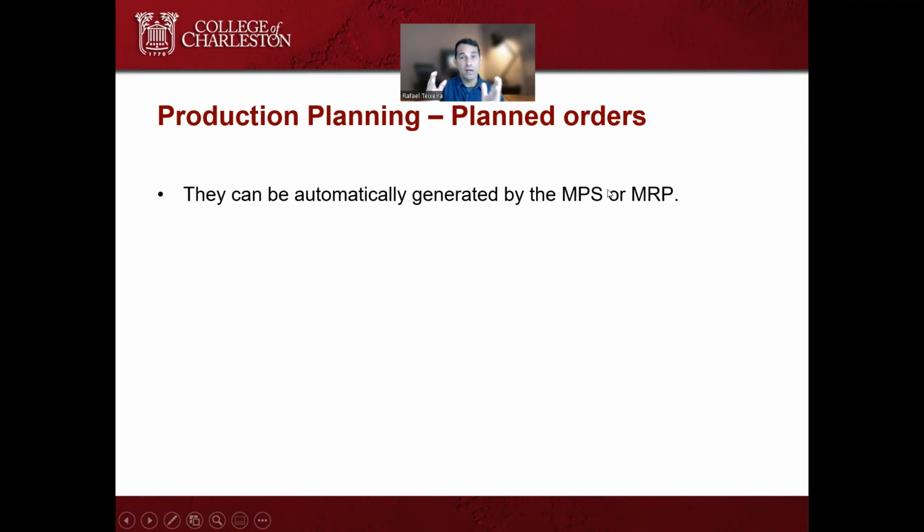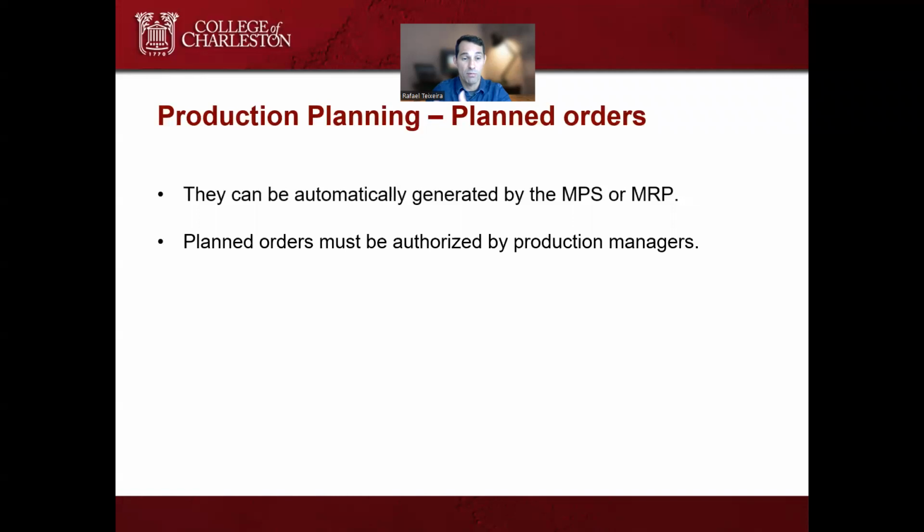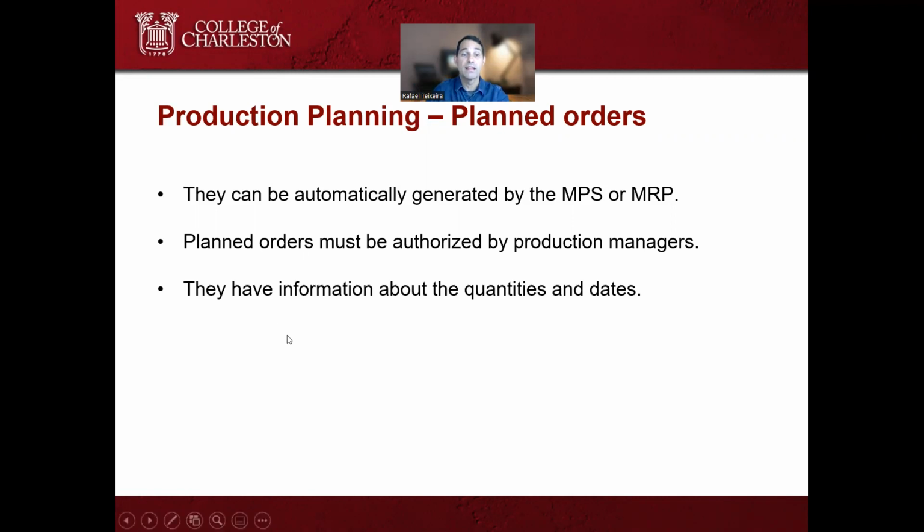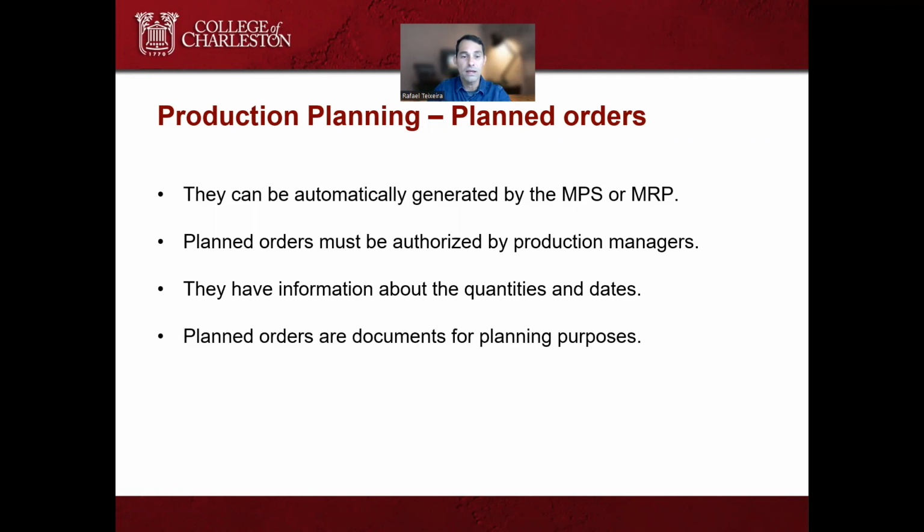Both of them know when and how many of each specific product will be produced, and because of that, they can generate the plan orders for a certain amount of products being produced next week, and the material necessary, the raw material. Plan orders must be authorized by the production manager. Someone has to say, okay, this plan order is okay, here's my signature. They have information about the quantities and dates. That's what I told you. So I have a plan order telling me to produce 1,000 shoes next week starting Monday. Plan orders are documents for planning purposes.